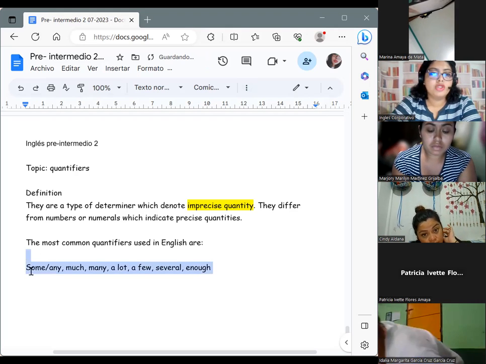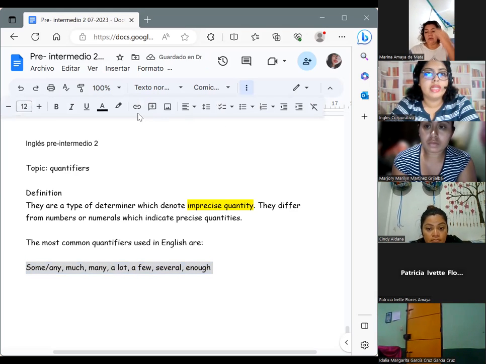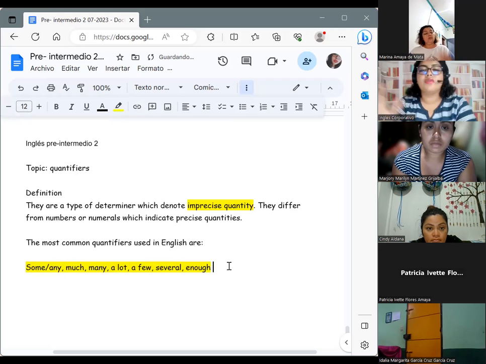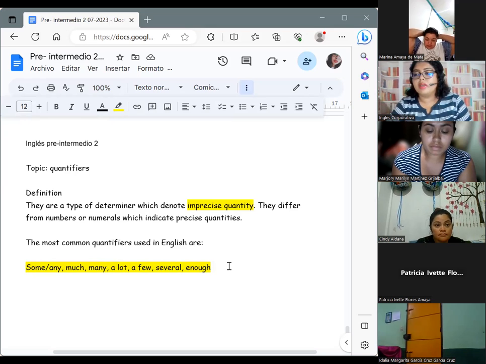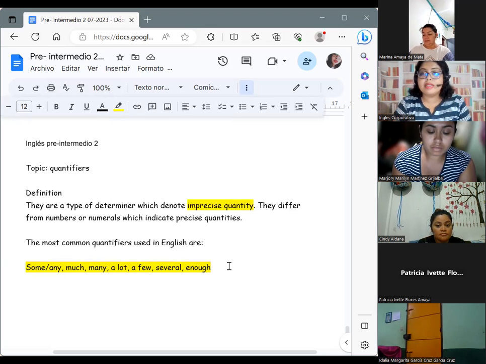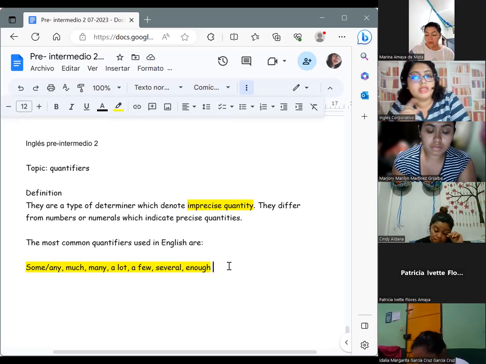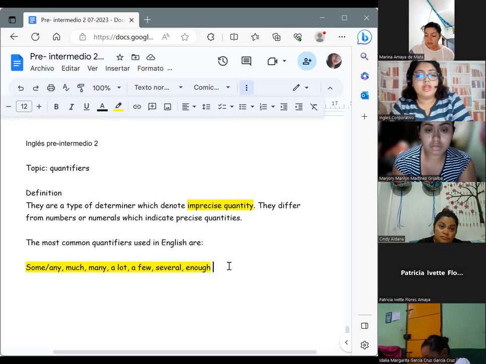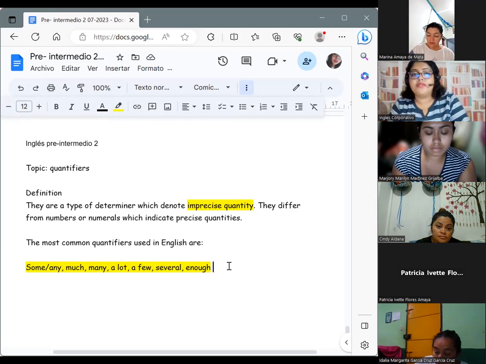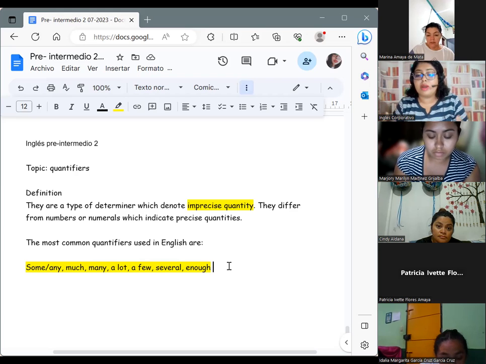So in this case, you already use these words when you are talking in English. So they are not a new kind of words. We are using these words in statements. So they are not like something that we don't know. You can make sentences with these words, or maybe you are expressing something using these words. So here we have the list of quantifiers, in this case, the most common quantifiers that we use in English. We use some, any, much, many, a lot, a few, several, and enough when we are talking about a quantity.